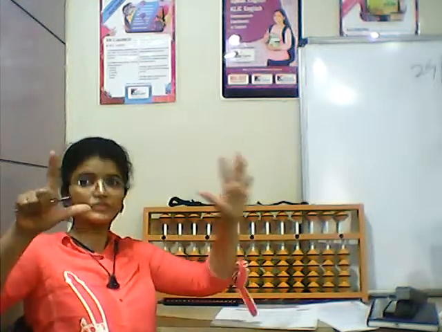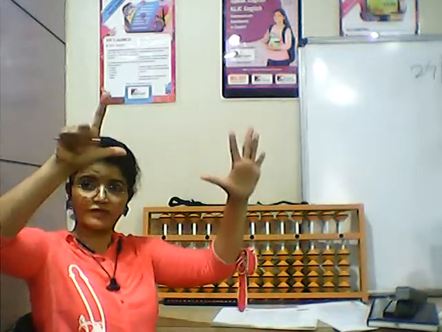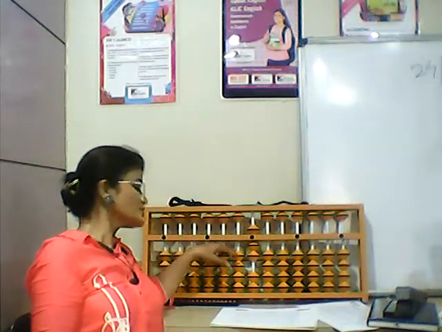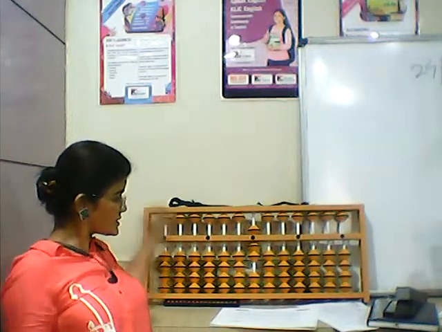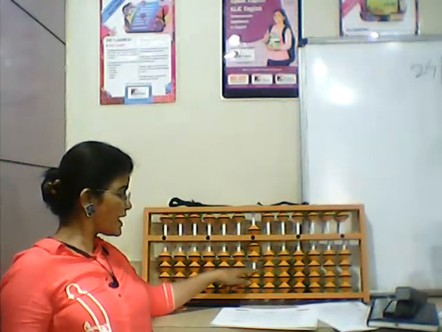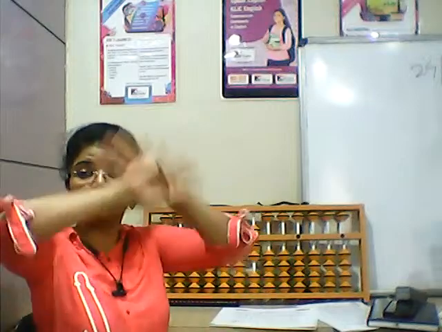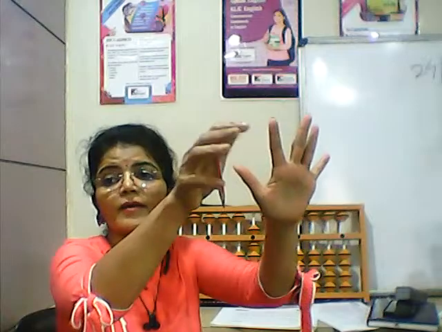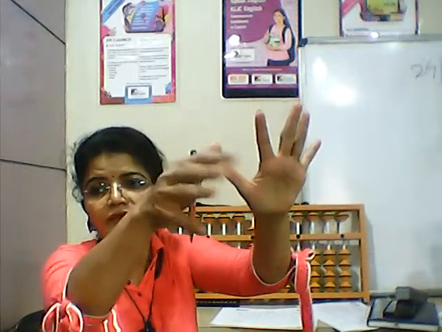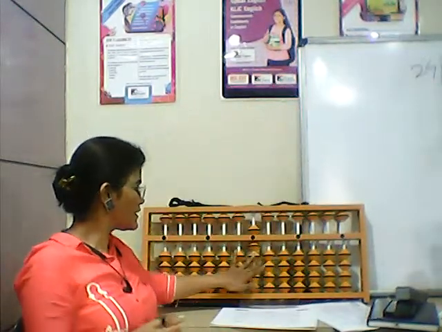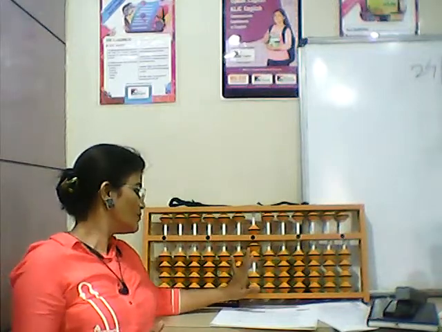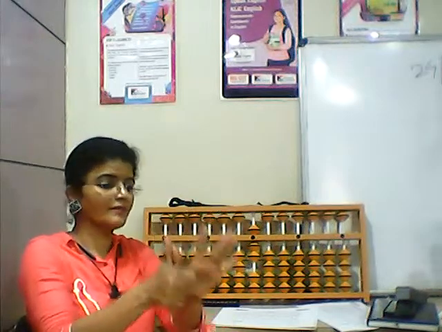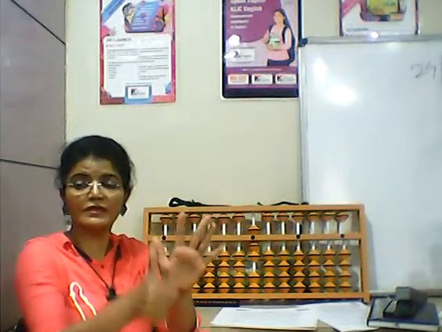7. 5 and 2, close action. 6. Can we do 6 directly? No. Show 6. 6 ka friend, minus 4. Minus 4 to nahi hai.